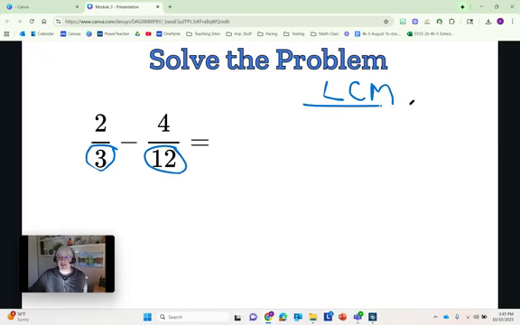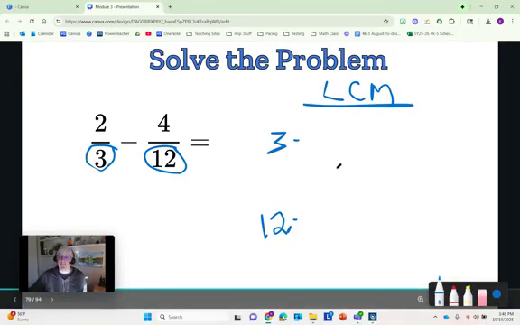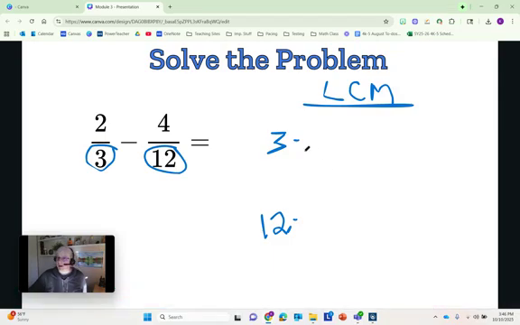That means that we take each number, in this case 3 and 12, and we write out all the multiplication facts for them. So 3 times 1, 3 times 2, 3 times 3, 3 times 4, 3 times 5, 3 times 6. We write those numbers down, and then we do the same for 12. 12 times 1, 12 times 2, 12 times 3, 12 times 4, and we're looking for a number that's the same. Now, you might already have one in mind. See if you can think of one on your own. What multiple would 3 and 12 have in common?